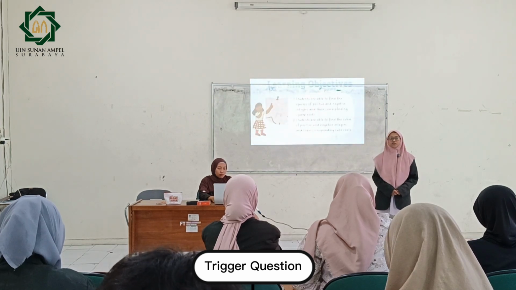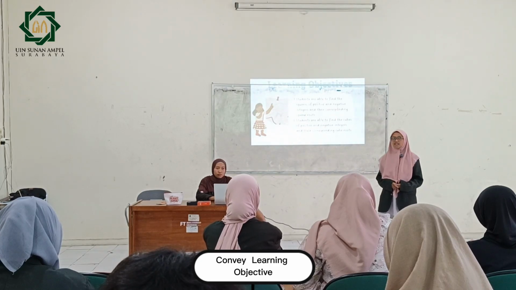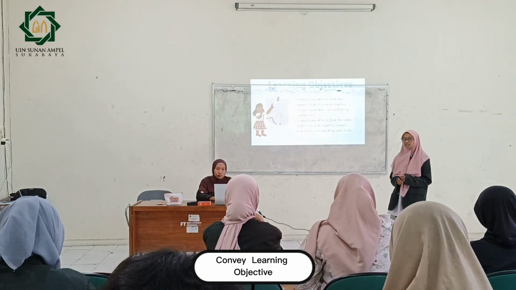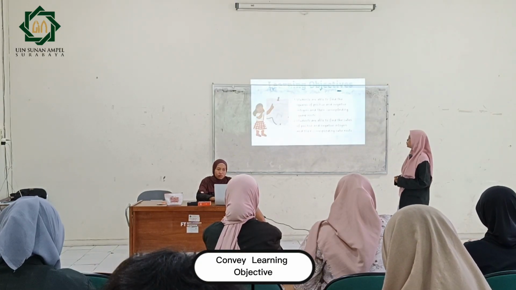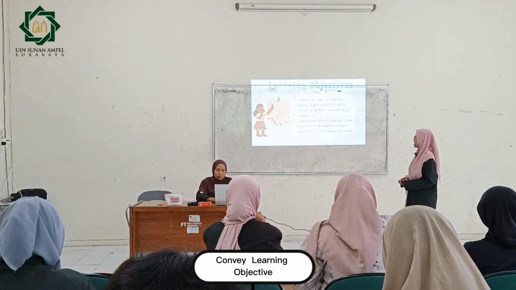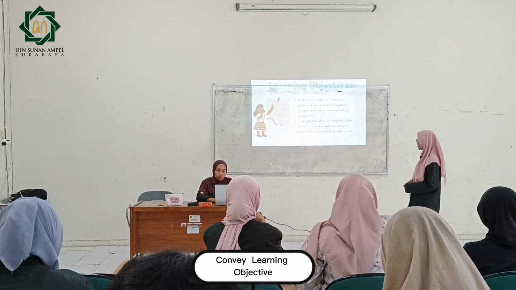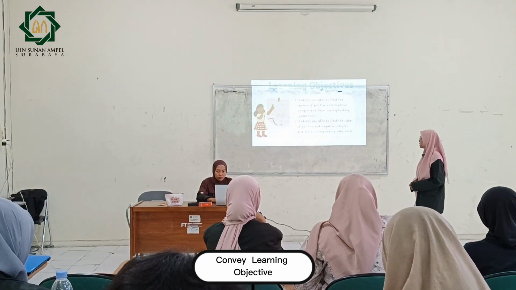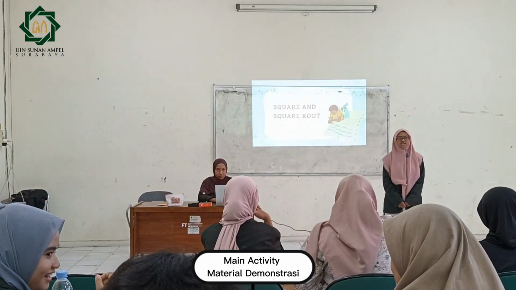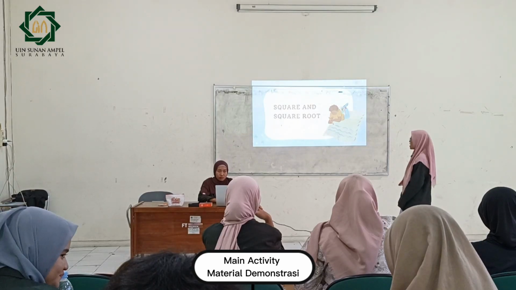Today we will explore more about square numbers and cube numbers. By the end of the lesson, students are able to find the square of positive and negative integers and their corresponding square roots. Students are also able to find the cube of positive and negative integers and their corresponding cube roots. Alright, students, let's start the lesson for today. Our topic is square and square root.